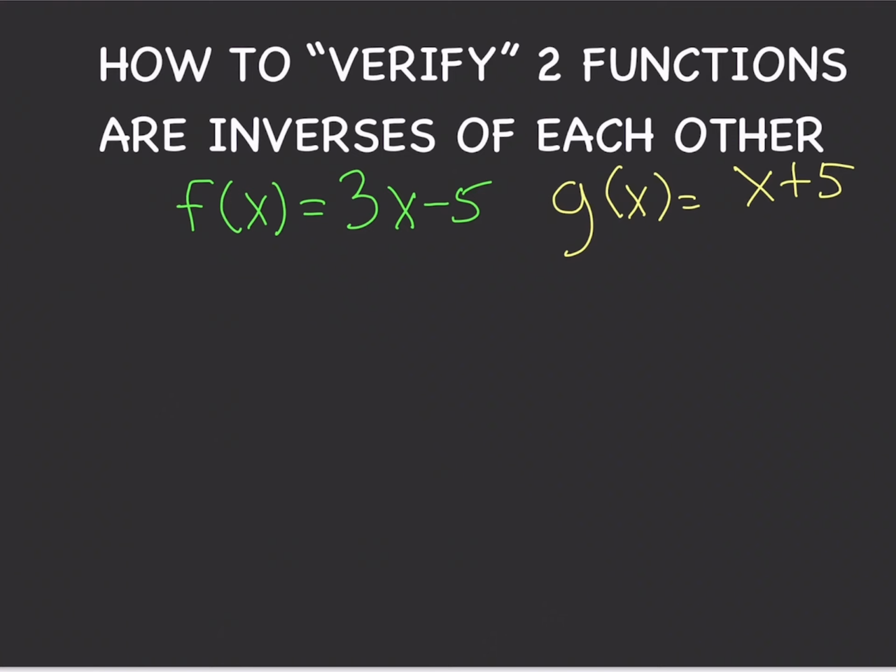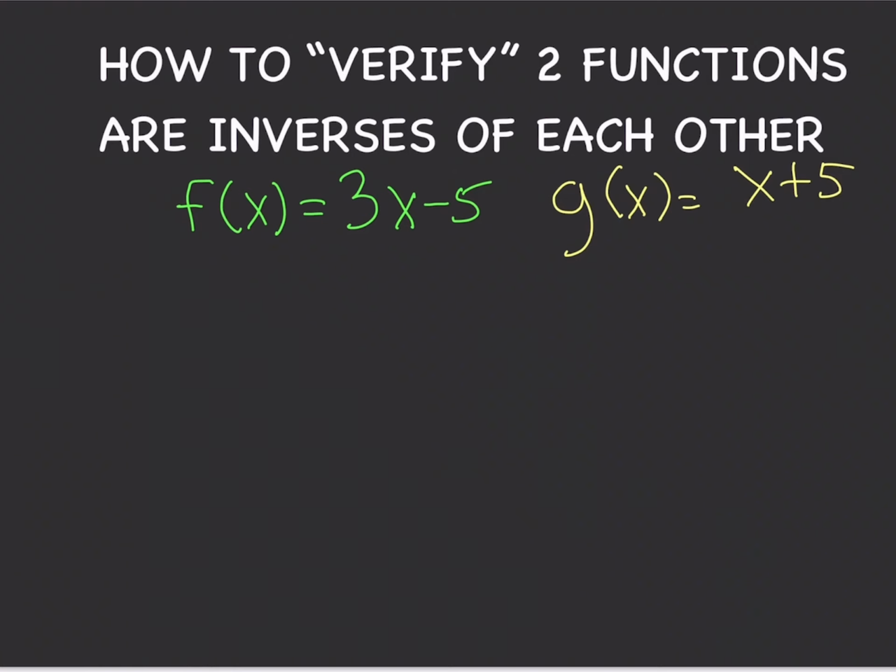As before, where we were actually finding the inverse, you would have been given f of x is 3x minus 5, and you would have found the inverse, and that would be your answer. Here, we're given the function, and then they're giving us another function and asking, are they inverses? One way you could do it is to find the inverse of f of x and then compare it to what g of x is.